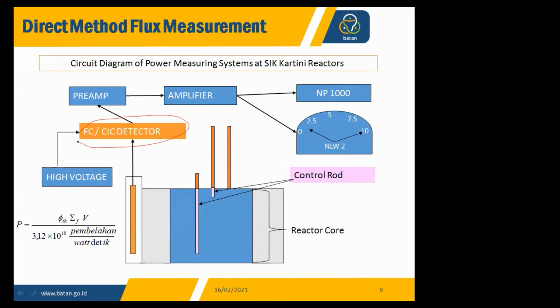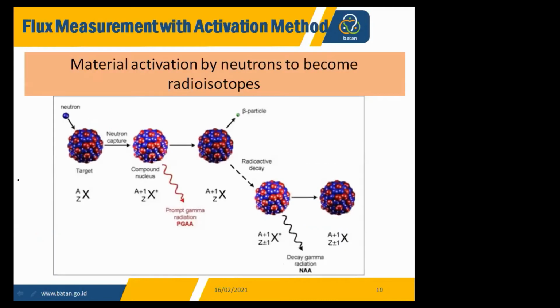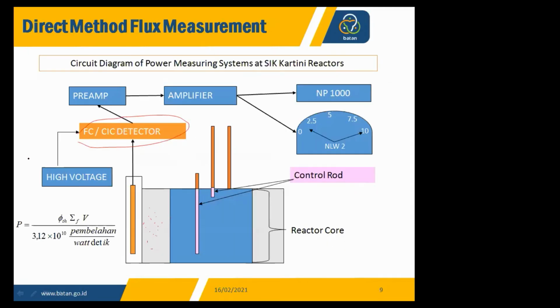This figure shows you the direct measurement method by using a neutron detector in the instrumentation and control system of the Kartini reactor. The interaction between neutron and detector is changed to electronic quantities such as pulse or current, and connected to the power meter.